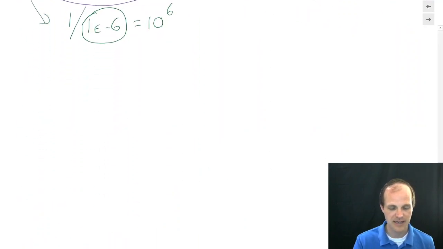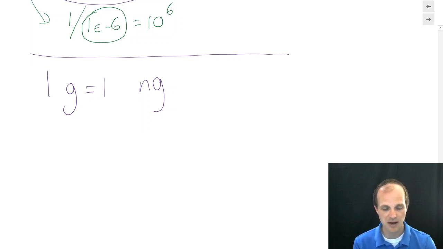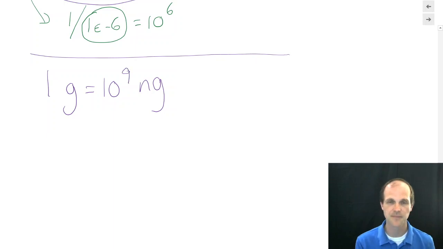Let's do a few more examples down here of that. What about if I was trying to convert between grams and nanograms? What would I say? I'd put a 1 in front of the larger unit. A gram is a larger unit than a nanogram. And I'd put a positive exponent in front of the smaller unit, 10 to the 9th nanograms. A lot of little tiny nanograms makes up 1 big gram.